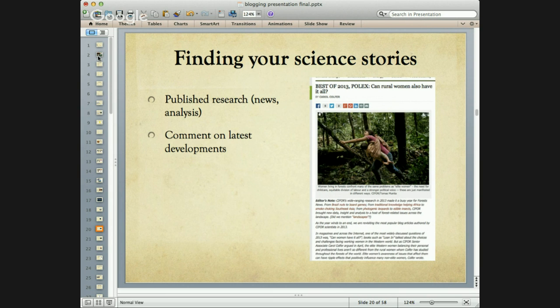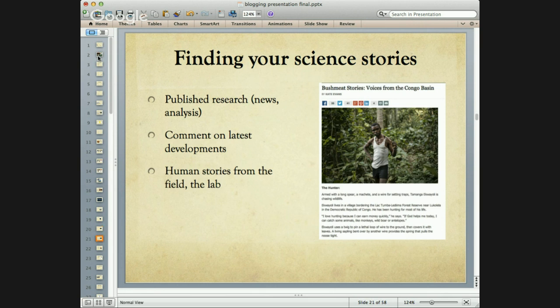Instead of just willy-nilly choosing a time to write about research, really connecting it to something that's happening in the world at that time that people are interested in. There may not even be a development, but you may just choose you want to write about something that's happening that you're interested in.